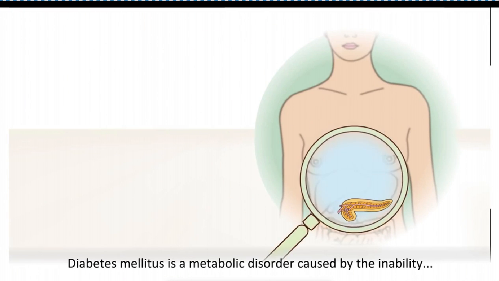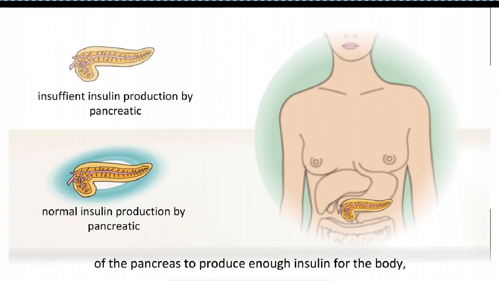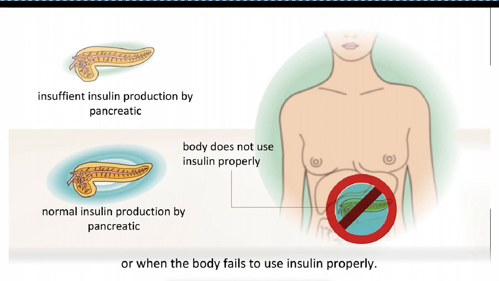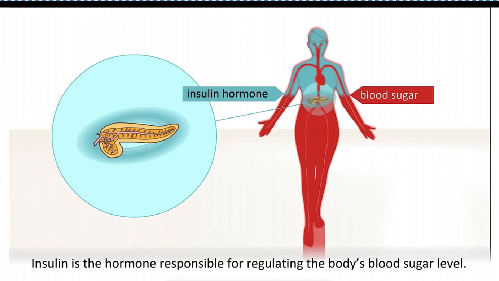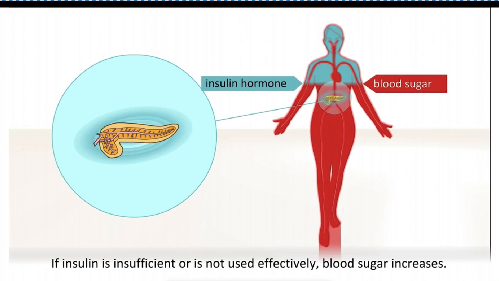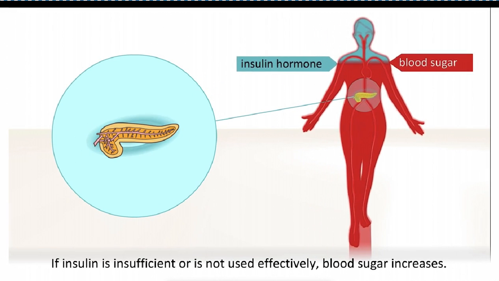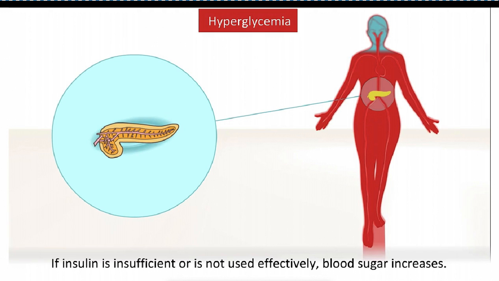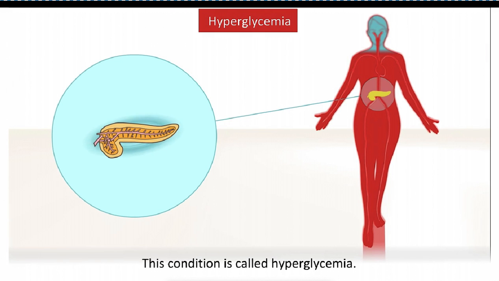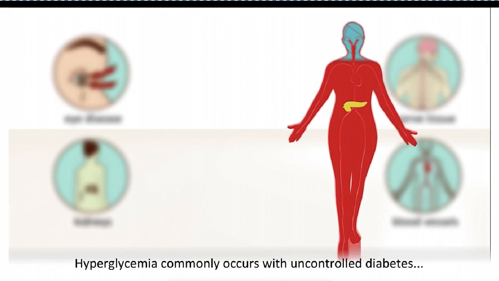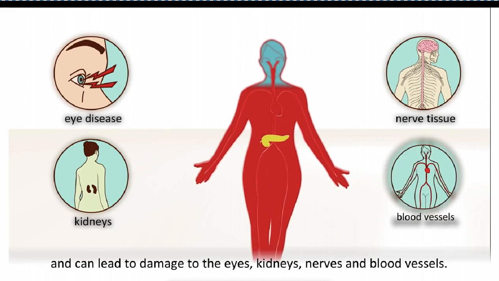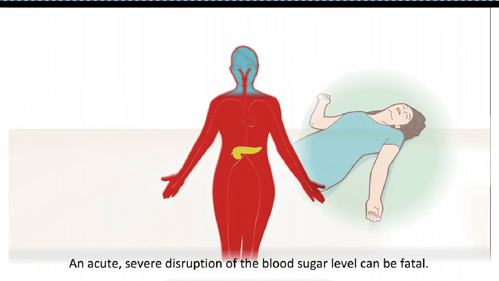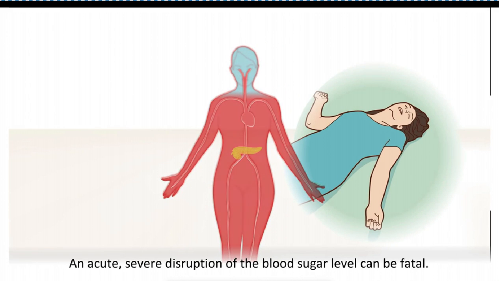Diabetes mellitus is a metabolic disorder caused by the inability of the pancreas to produce enough insulin for the body, or when the body fails to use insulin properly. Insulin is the hormone responsible for regulating the body's blood sugar level. If insulin is insufficient or is not used effectively, blood sugar increases. This condition is called hyperglycemia. Hyperglycemia commonly occurs with uncontrolled diabetes and can lead to damage to the eyes, kidneys, nerves, and blood vessels. An acute, severe disruption of the blood sugar level can be fatal.